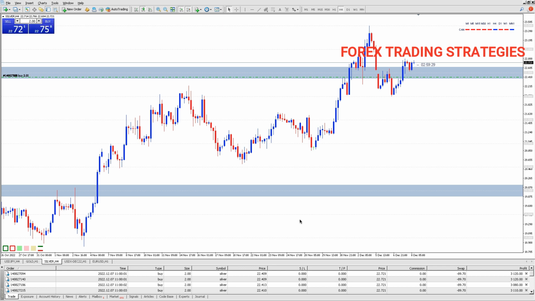It's amazing. You can see the swap that I paid because I took these trades yesterday. So I had to hold these trades for quite long. So that's why I have the swap there. But it's really not anything much.